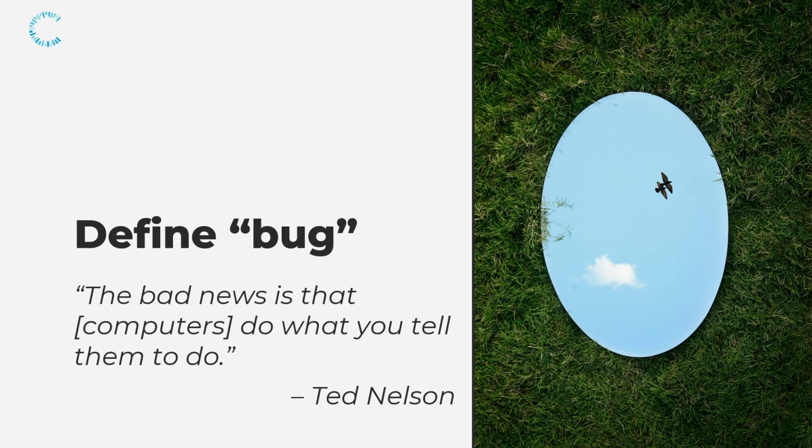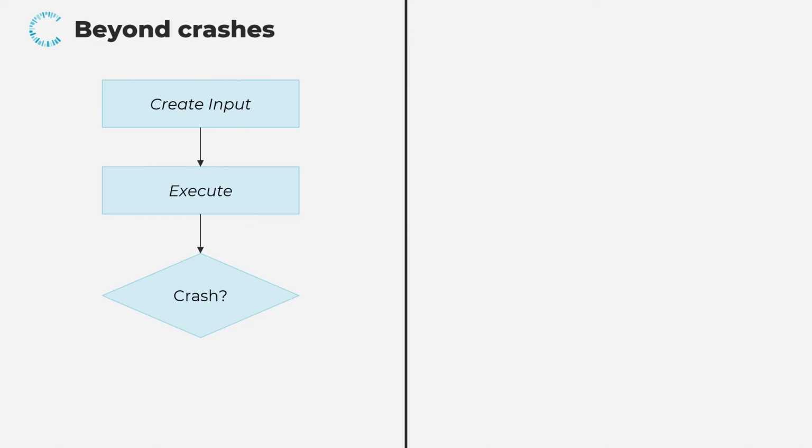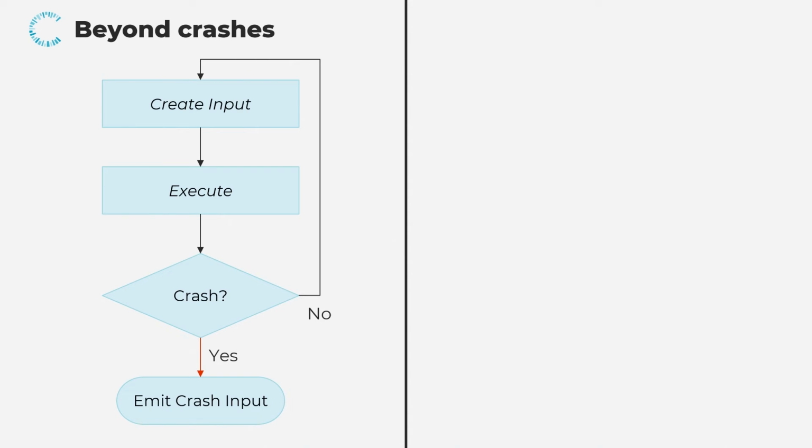So I started out by saying, okay, if the program crashes, great. And this is the general loop that fuzzers use of all varieties, regardless of what their internal machinations look like. So we create some input, we run it on the target, we see if it crashes. If it doesn't crash, we keep going. If it does crash, we emit that crash input to the tester for further analysis. Right? But we don't have to limit ourselves.